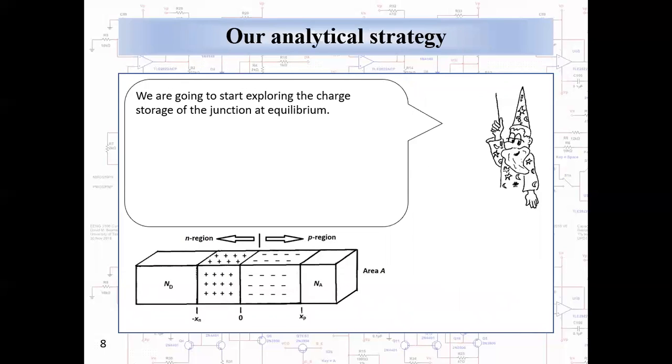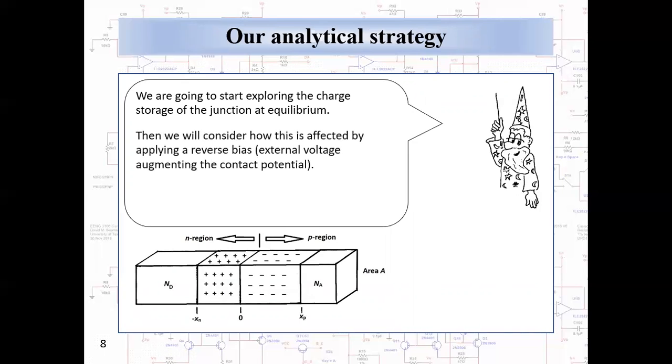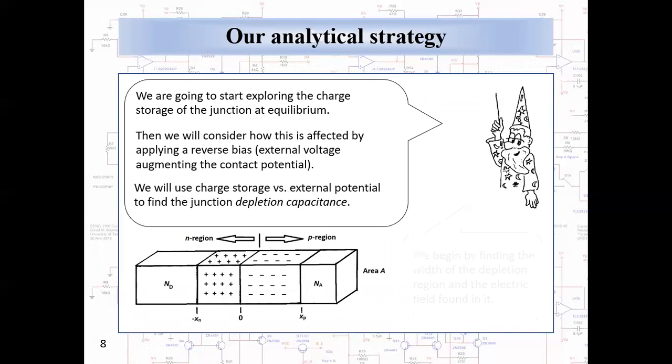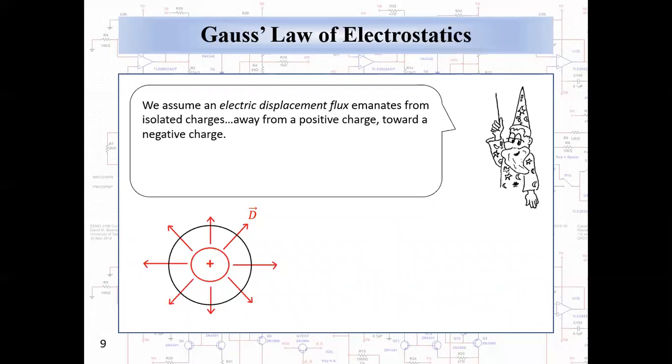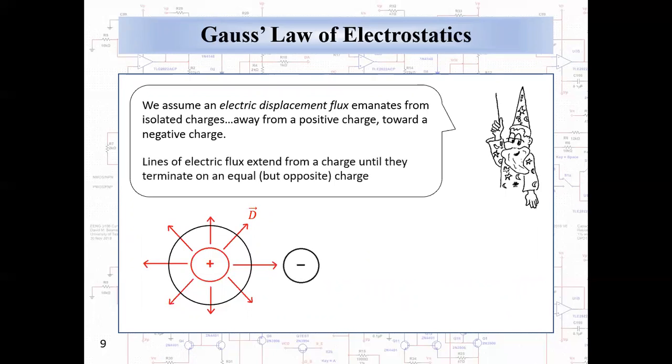And kT over Q has a value of 25.9 millivolts at 300 kelvins and is sometimes referred to as the thermal voltage. We're going to start by exploring charge storage in the junction at equilibrium. Then we'll consider how this charge storage is affected by applying a reverse bias. And we'll use charge storage versus external potential to find the junction depletion capacitance. We'll begin by finding the width of the depletion region and the electric field that's found inside the depletion region. We assume that electric displacement flux emanates from isolated charges, from a positive charge toward negative charges. Lines of electric flux extend from a charge until they terminate on an equal but opposite charge.